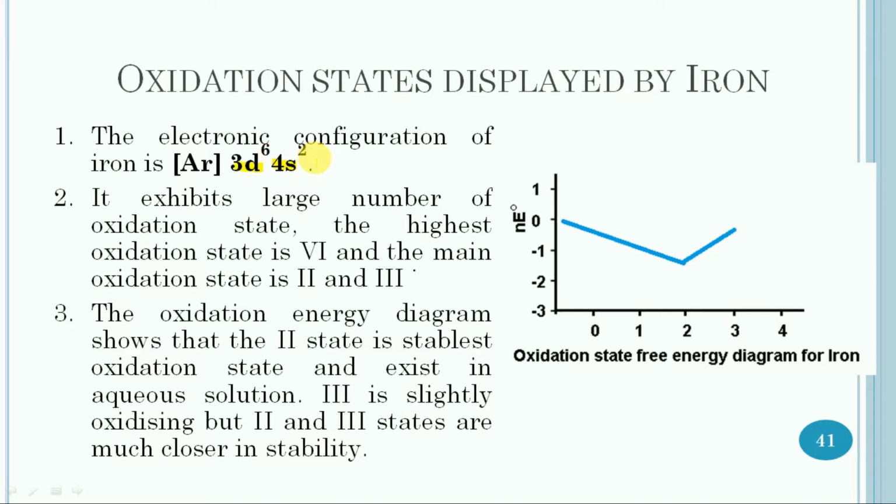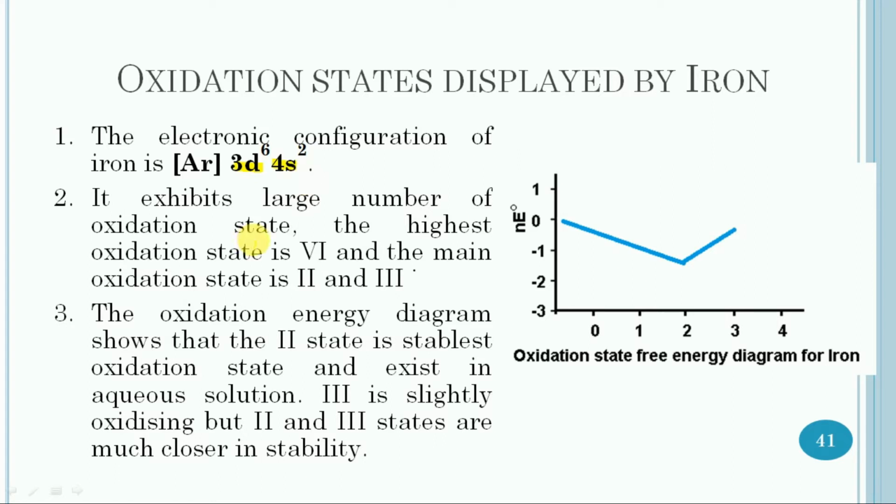Iron exhibits a number of oxidation states. However, unlike manganese, iron does not use all the valency electrons in bonding to show the highest oxidation state. The highest oxidation state of iron is +6 and the main oxidation states are +2 and +3.